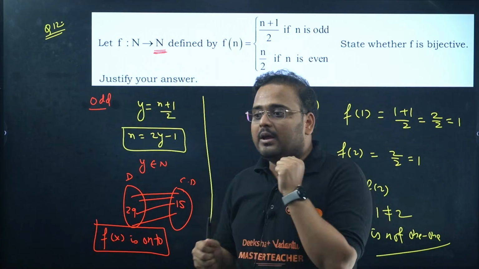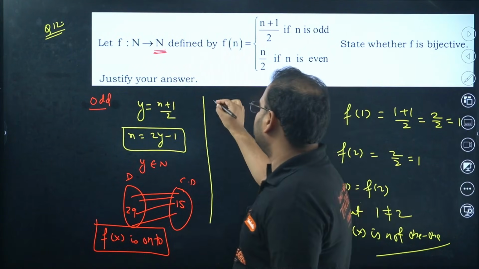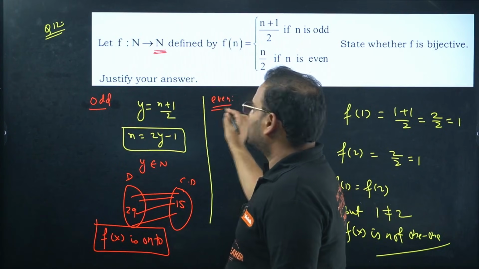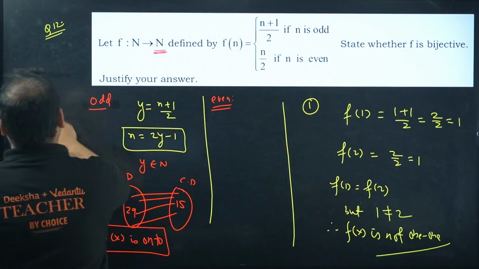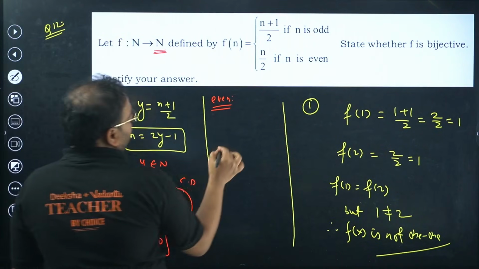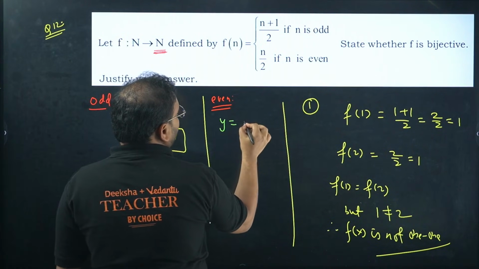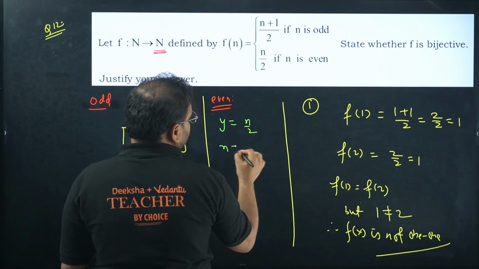Make sense? Okay. Now let's get back to the even side. Have a look. What is the even side? y equal to n by 2. So n equals 2y.